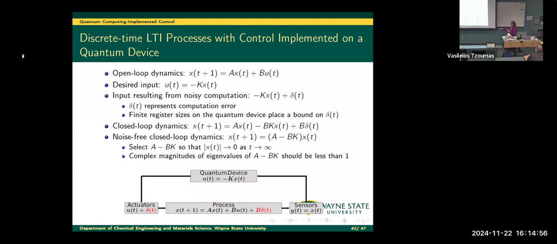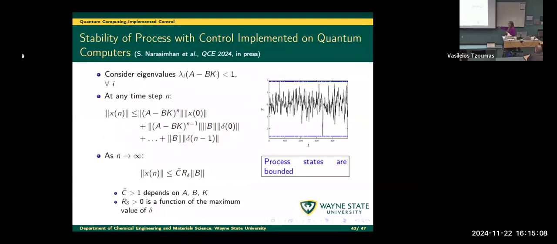And so then we could say, okay, if I didn't have the noise from the quantum computer, then I could try to make it so that the norm of x of t would go to 0 as t goes to infinity by making the complex magnitudes of the eigenvalues of A minus BK less than 1. And then what would that give me? Well, with the noise, you could look at how the norm of x is upper bounded.